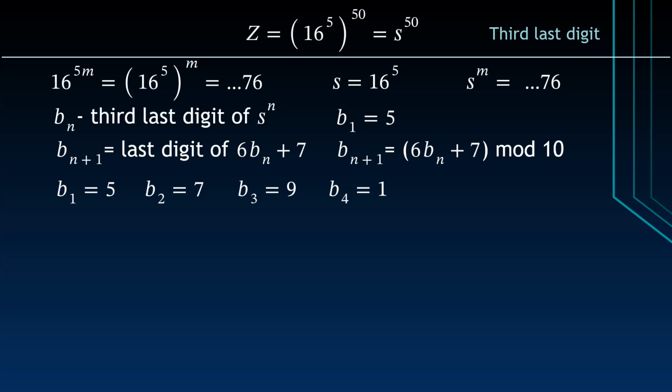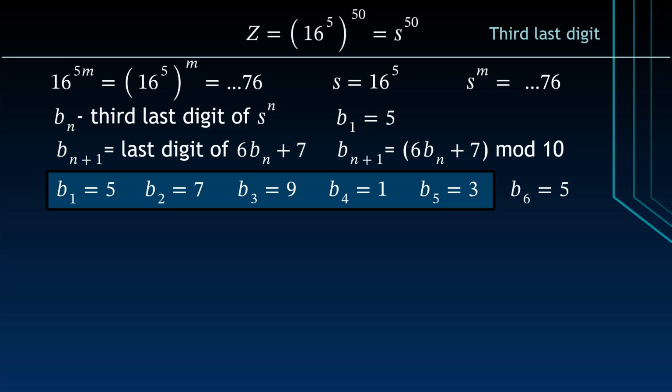Then we get 13, ending with 3, for b5. Then 3 times 6 plus 7 is 25, so b6 is 5. And b6 repeats b1. And again we have a repeated sequence of 5 digits. We are looking for the power of 50, which is again a multiple of 5. And b for a multiple of 5 equals b5, which is 3. Which means that s to the power of 5n ends with 3, 7, 6 for any natural n.